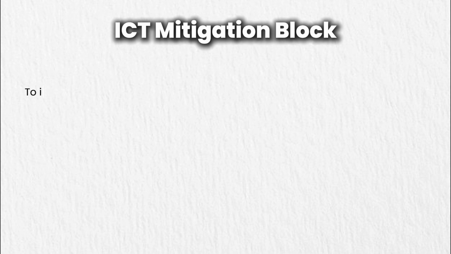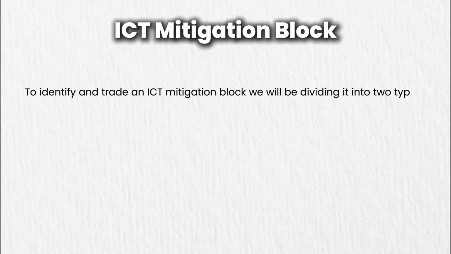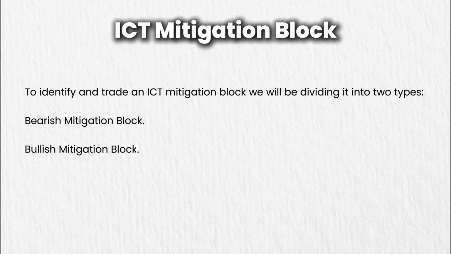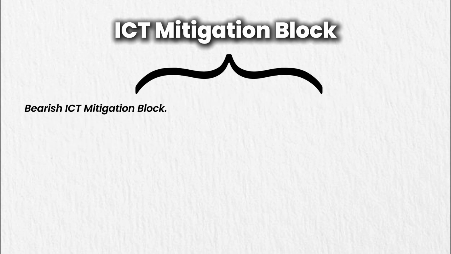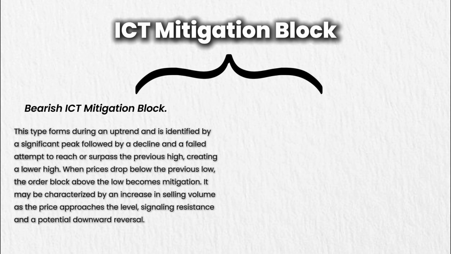To identify and trade an ICT mitigation block, we will be dividing it into two types: bearish mitigation block and bullish mitigation block. Bearish ICT mitigation block. This type forms during an uptrend and is identified by a significant peak followed by a decline and a failed attempt to reach or surpass the previous high, creating a lower high.